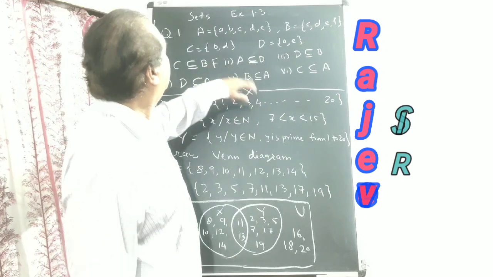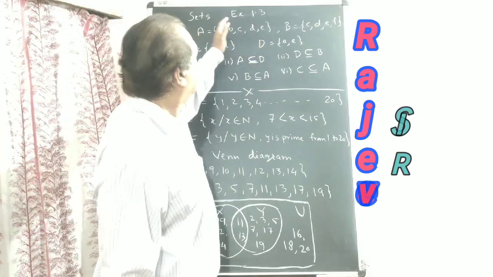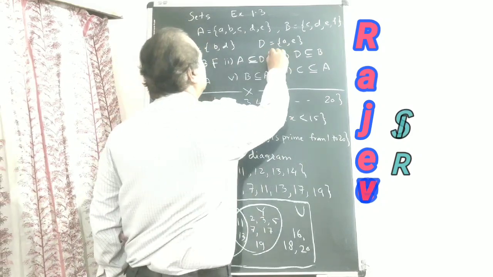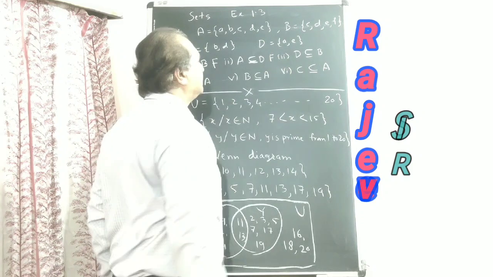A is a subset of D. A has 5 elements. It cannot be a subset of D, which has only 2 elements. So this is also false.